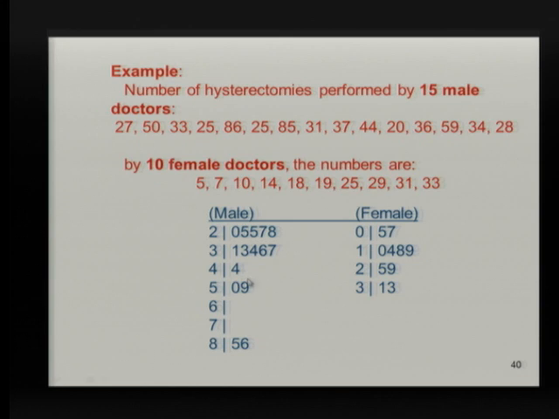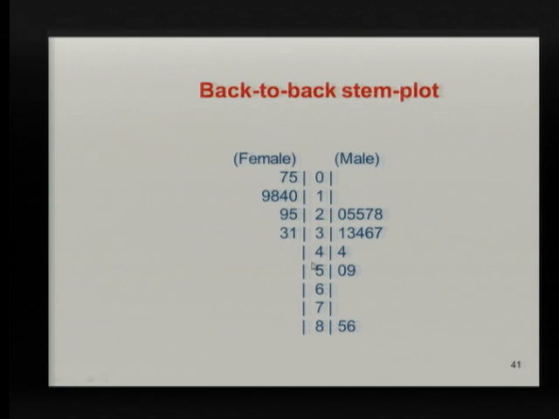So we do one stem for male, one stem for female. That's good, but we can actually merge them together. So that's easier for us to compare these 2 categories of numeric data. Right, so that's easy. I think you all have done that before. Okay, that's a very useful one.